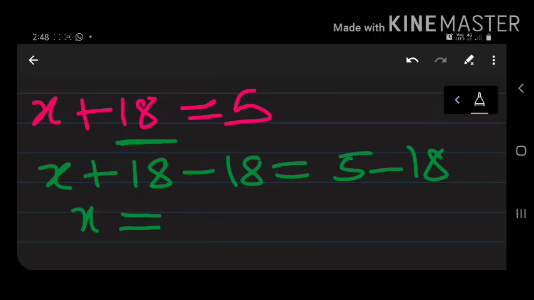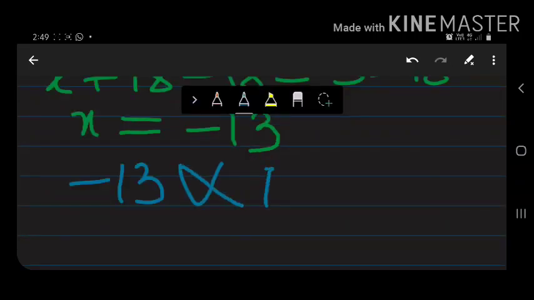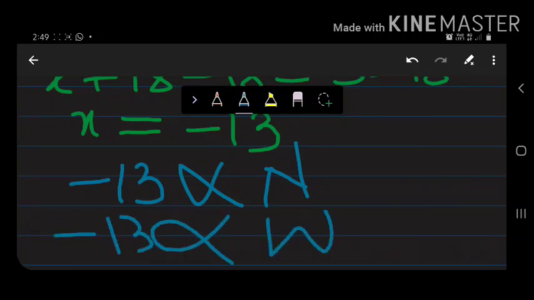The first number is 5. So move 5 steps to the right hand side from 0 on the number line. And the second number is negative 18. So again from 5 continue moving to the left hand side 18 steps. So the answer will be minus 13. But minus 13 does not belong to the natural number system, and minus 13 also does not belong to the whole number system.